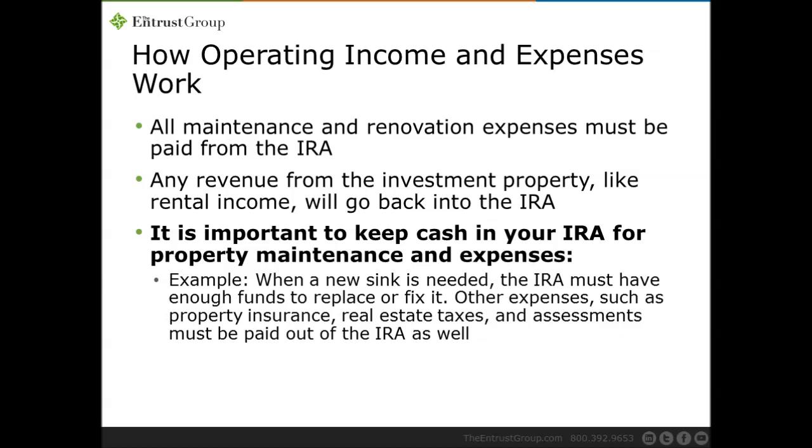But they can oversee the property. The account holder can still determine what contractor they want to have do the work. The account holder is allowed to pick the tenant that they want to have stay at the property and pay the rent, as long as it's not a disqualified person, the people that I mentioned. And the account holders themselves are not allowed to receive the rent. The rent has to either go directly to the retirement account or to a non-disqualified third party like a property manager. So as it says on there, any revenue from the investment property will go back into the IRA.